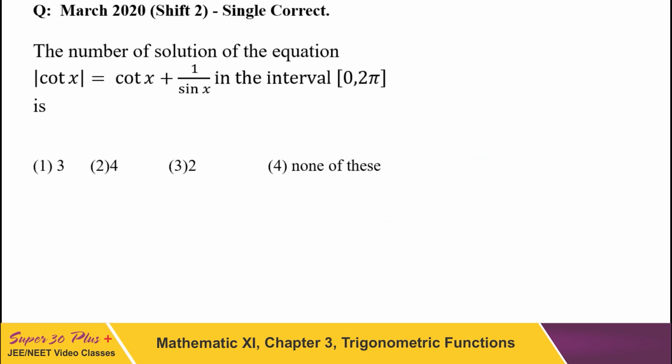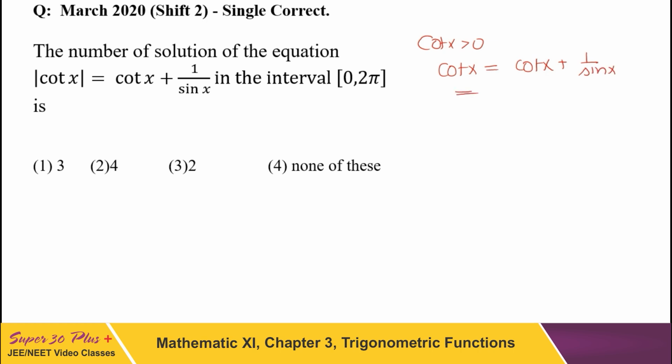Let's see one question. The number of solution of the equation mod cot x is equal to cot x plus 1 upon sin x in the interval 0 to 2 pi is. First of all, we have to simplify the mod. As we know, between 0 to 2 pi, two cases arise. First, cot x is greater than 0, and in this case, the mod will open as a positive sign, and the equation is like this. Cot x is equal to cot x plus 1 upon sin x.